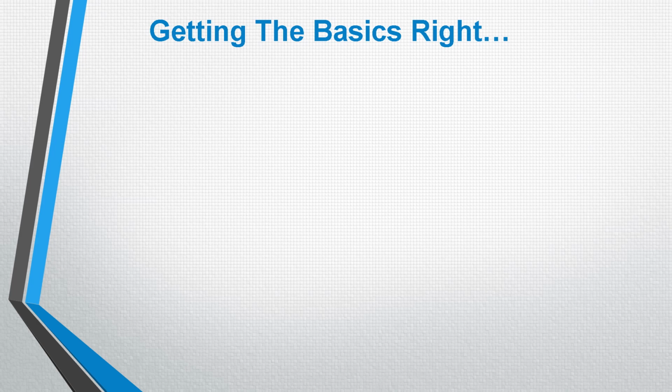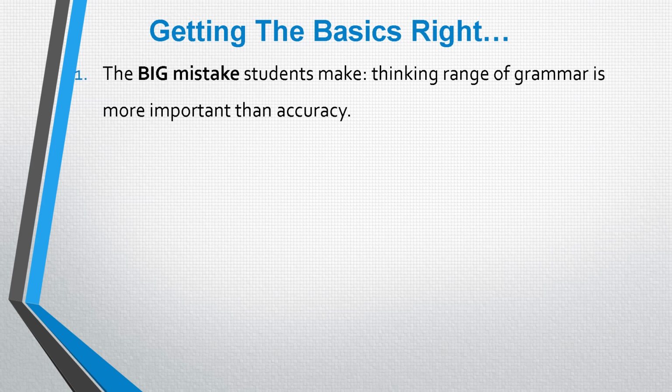First of all, let's get the basics right. Now, there is a big mistake that a lot of students make, and that is thinking that showing a range of grammar is more important than accuracy. So they try to use lots of different structures to impress the examiner when they would be better off just using the structures they know that they can write 100% accurately and sticking to those.